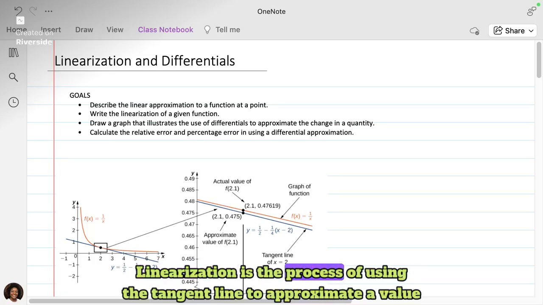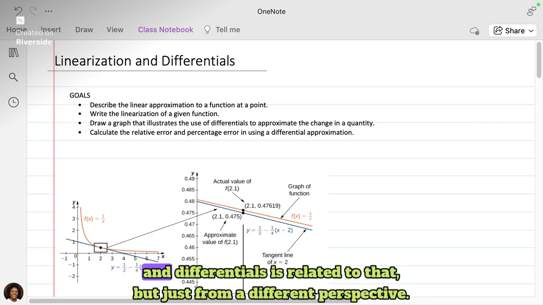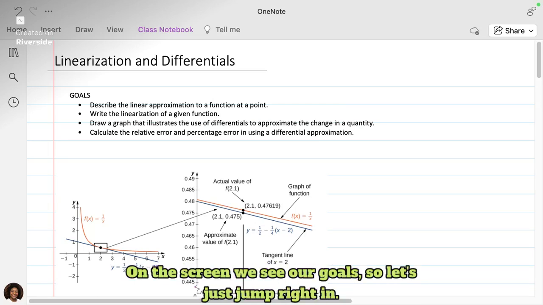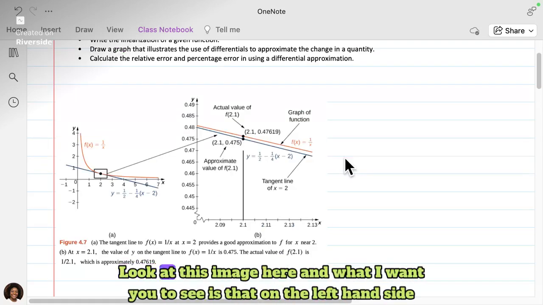Today's lesson is on linearization and differentials. Linearization is the process of using the tangent line to approximate a value, and differentials is related to that, but just from a different perspective. On the screen, we see our goals. So let's just jump right in. Look at this image here.